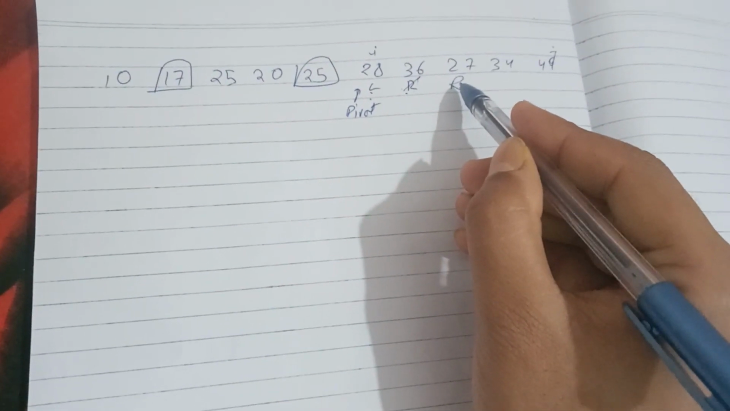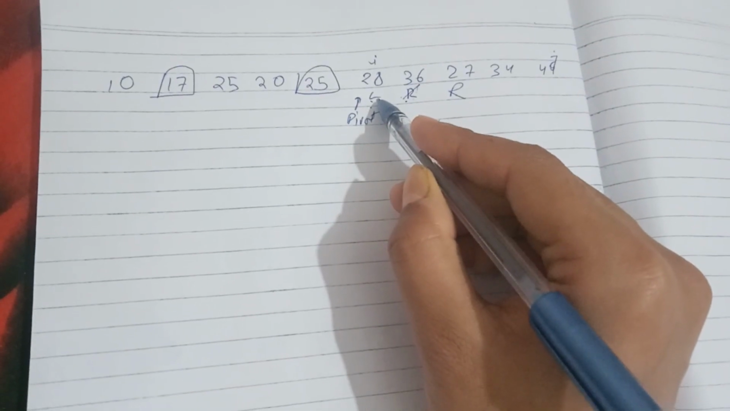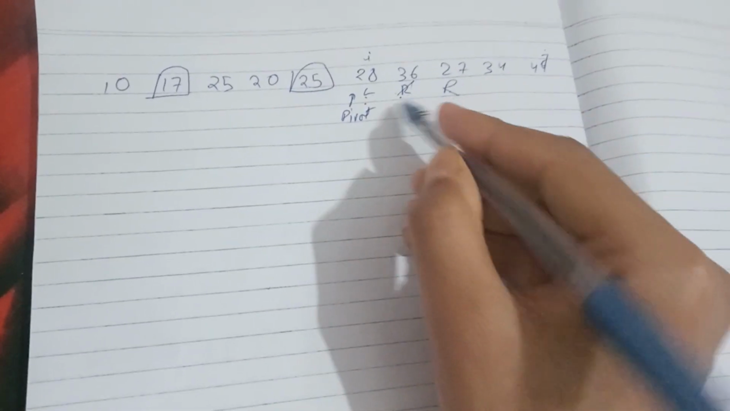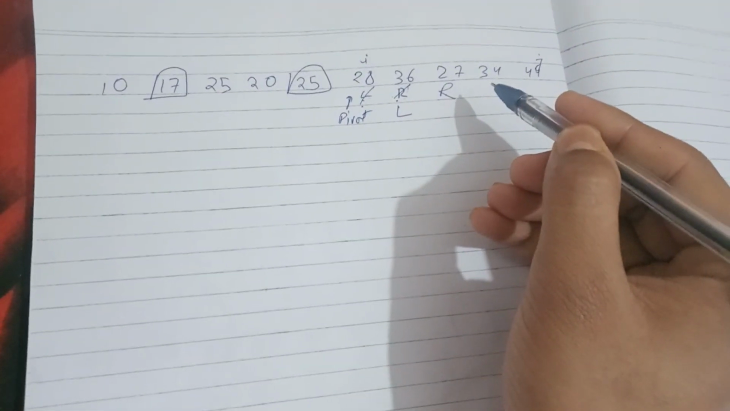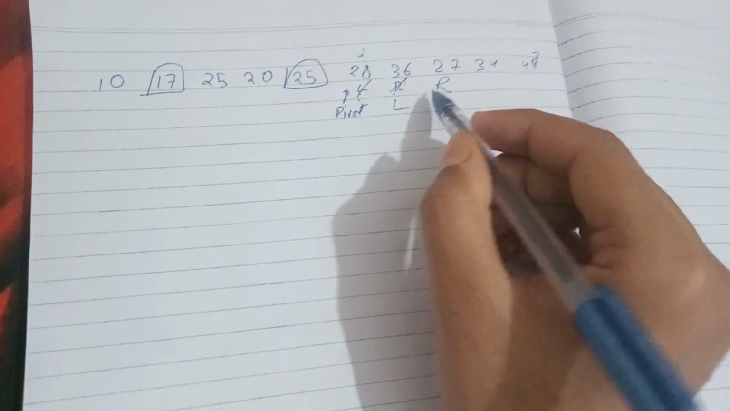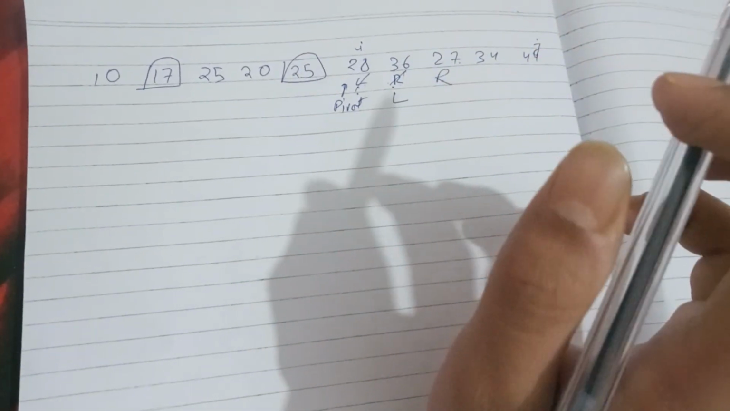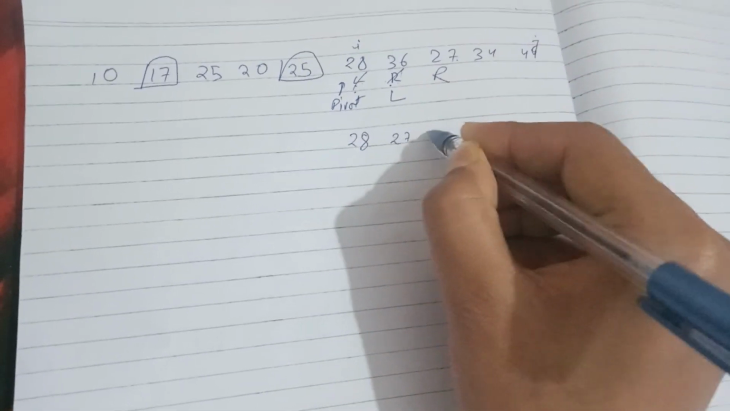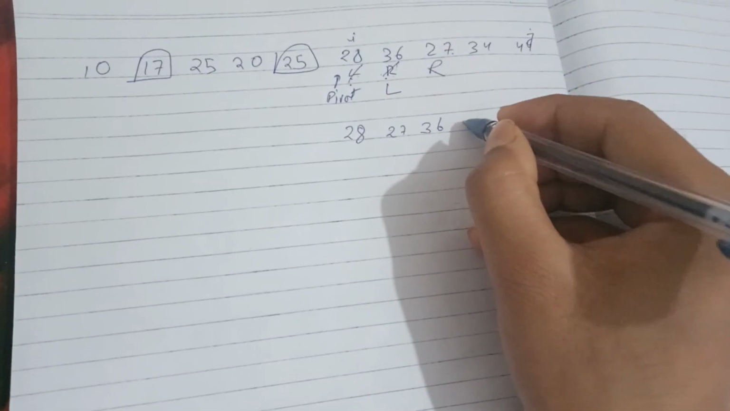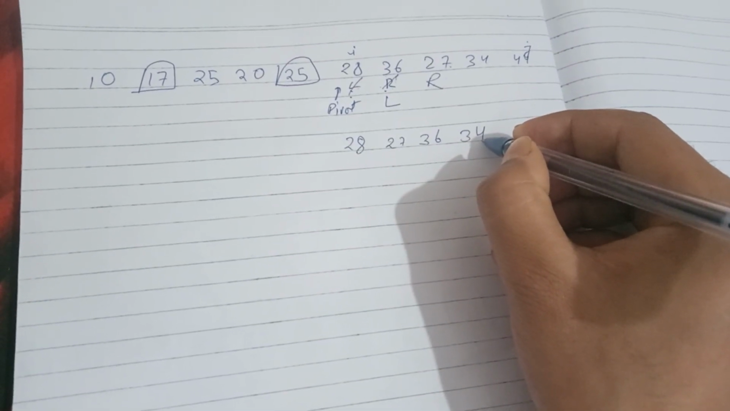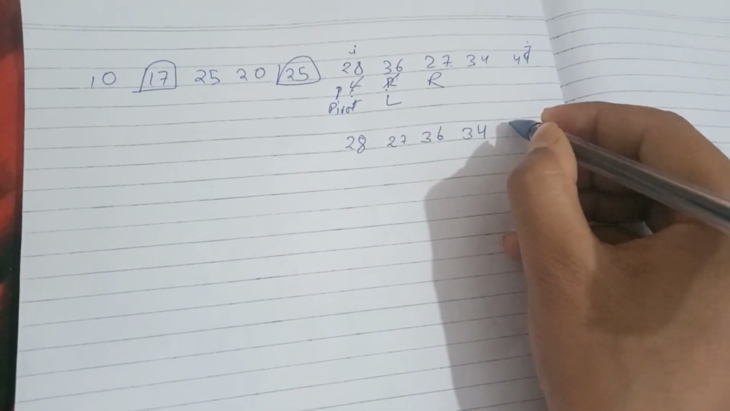Okay, now check, is R smaller than or equal to pivot? Yes, because 27 is 1 less than 28. So you change the value at, means you change the place of L. And what you will do now, you swap L and R and write this sequence as this. At the place of L you will write R, and at the place of R you will write L.